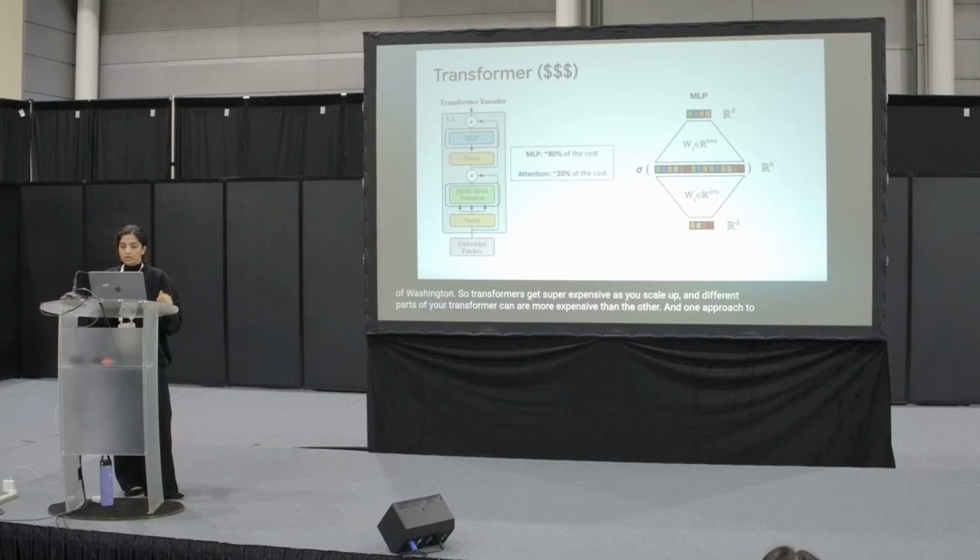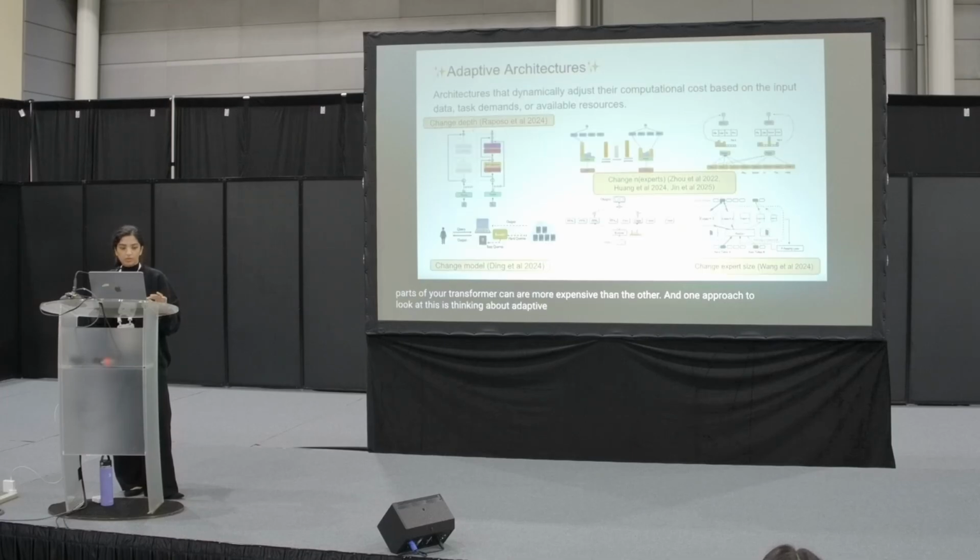So transformers get super expensive as you scale up, and different parts of your transformer are more expensive than the other. One approach to look at this is thinking about adaptive architectures, which is thinking about coming up with training algorithms and architectures that dynamically adjust your computational cost per token based on your input data, your task demand and budget, or how many resources you have available right now.